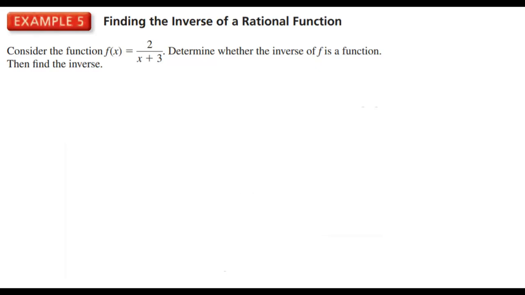Finding the inverse of a rational function. So consider this given function here, which is f of x is equal to 2 over x plus 3. So we have two parts of the problem. The first part is to determine if the inverse of the given function is a function. And the second one is, of course, to find the inverse of the given function.